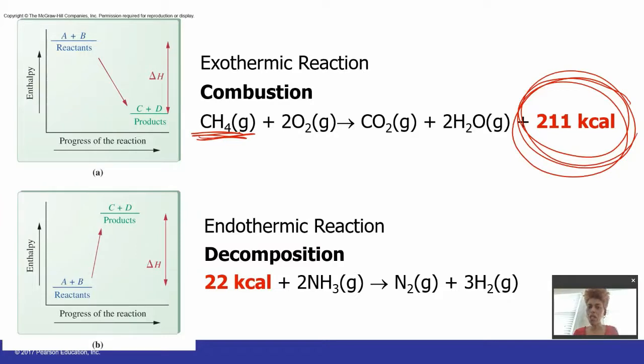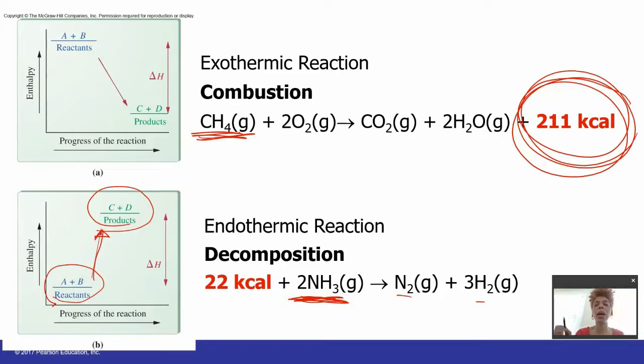Whereas here we have a decomposition reaction in which we know that all decomposition reactions require an input of energy. Why? Because we are breaking bonds. We are mainly breaking bonds. Yes, we're making new bonds, but we have to put a lot of energy in those bonds. So what do we see here? We see that our reactants have low potential energy. We have to add energy into the system in order to get to our products.